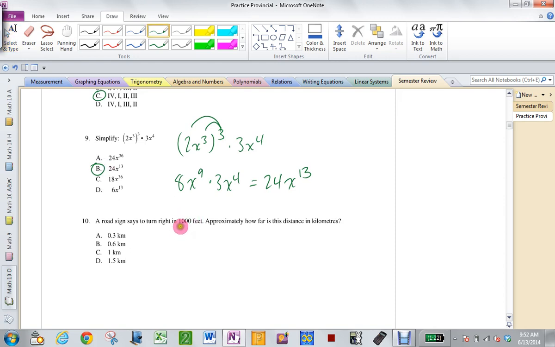Gonna learn some math? Fine. A road sign says turn right in 1,000 feet. I need that in kilometers. So if you look on your data booklet, you're gonna see that you have a measurement to change feet to centimeters. 1 foot is 30.48 centimeters. Now I need kilometers, so I'm gonna change this to meters. So 1 foot is 0.3048 meters. Then I'm going to do this. I've got 1,000 feet over meters. So I multiply the pair. 1,000 times that means the decimal's moving three places. So I've got 304.8 meters. In kilometers, that's 0.3 kilometers.